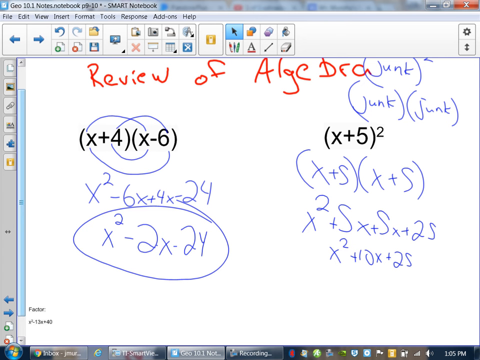First, outside, inside, last. So you multiply your first terms, your outside terms, inside terms, and last terms.